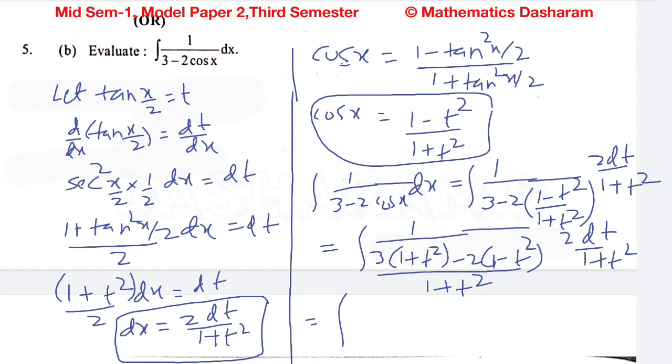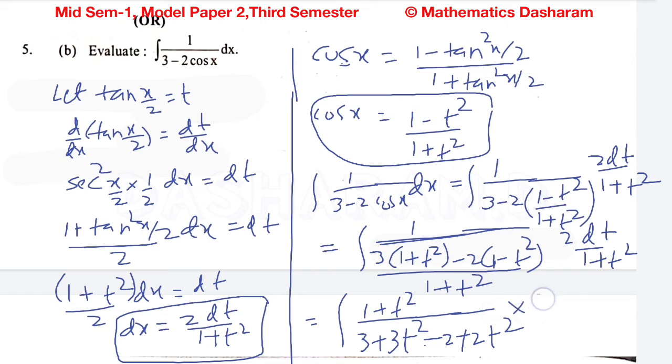It equals, here 1 by 1 fraction, so the fraction will be reversed, and 3 multiplies inside: 3 plus 3t square, minus 2 also multiplies inside: minus 2 plus 2t square, into 2 dt by 1 plus t square. Here 1 plus t square and 1 plus t square cancel.